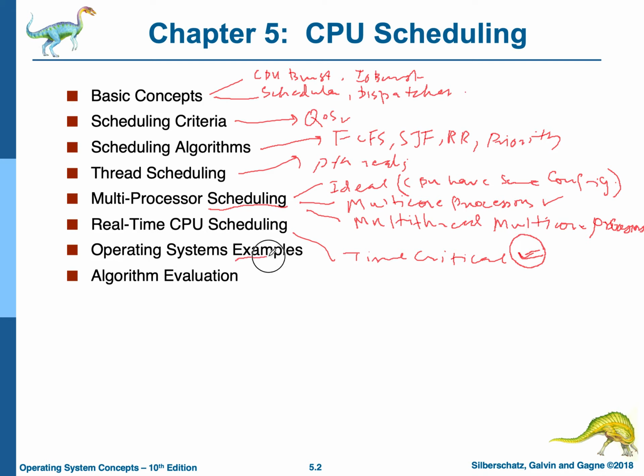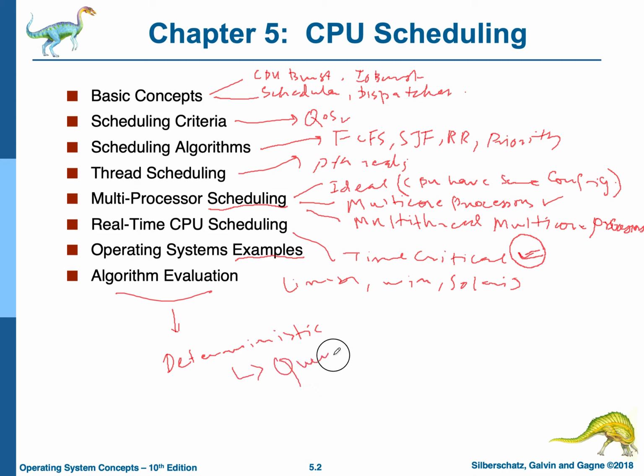And then we'll see operating system examples for Linux, Windows and Solaris, right? And then we will see the methodology of evaluation. There are two methodologies actually discussed. We will see deterministic modeling, right? And we will be discussing queuing theory here, right?